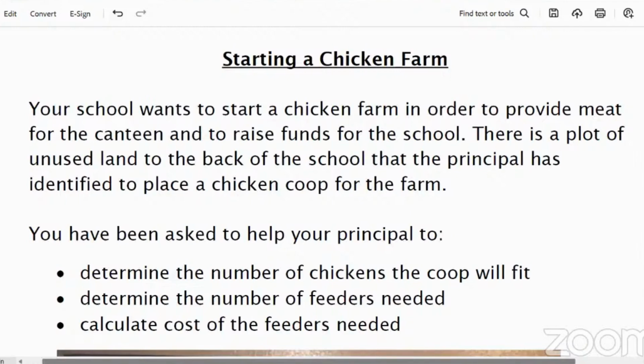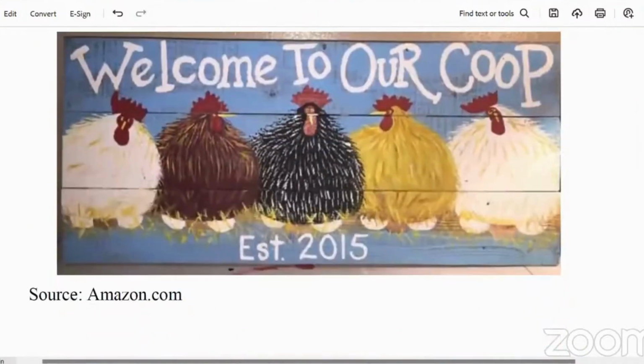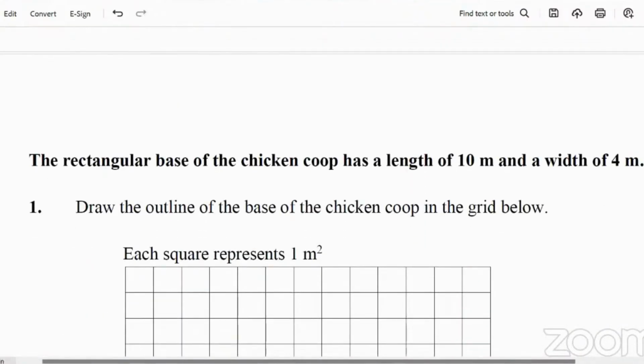Your school wants to start a chicken farm in order to provide meat for the canteen and to raise funds for the school. There is a plot of unused land to the back of the school that the principal has identified to place a chicken coop for the farm. You have been asked to help your principal to determine the number of chickens the coop will fit, determine the number of feeders needed, and to calculate the cost of the feeders needed. All right, so let's get to the first question.